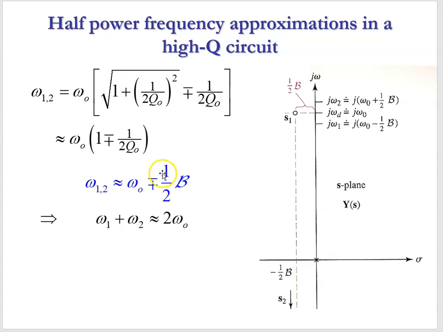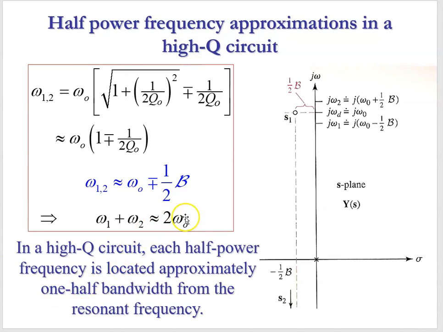High Q approximations: the half power bandwidth frequencies are symmetric around omega naught, and the sum of the two is approximately equal to 2 times omega naught. Again, for high Q approximations, you can substitute in a 5 for Q or higher to get that. Also, each of our half power frequencies is located about a half bandwidth from the resonant frequency.